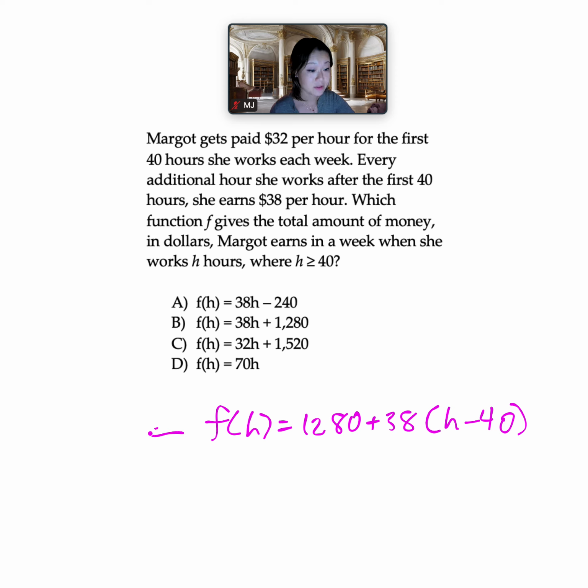Now you can feed this into your calculator and it will do it for you, or you can do a little bit of algebra here. Got that 38h here. Do a little bit of math. This one is actually turning out to be 1,520, and then once you break that out, you are going to end up with A.